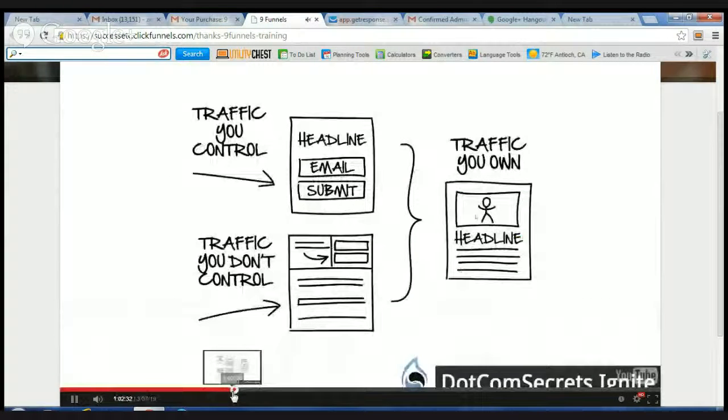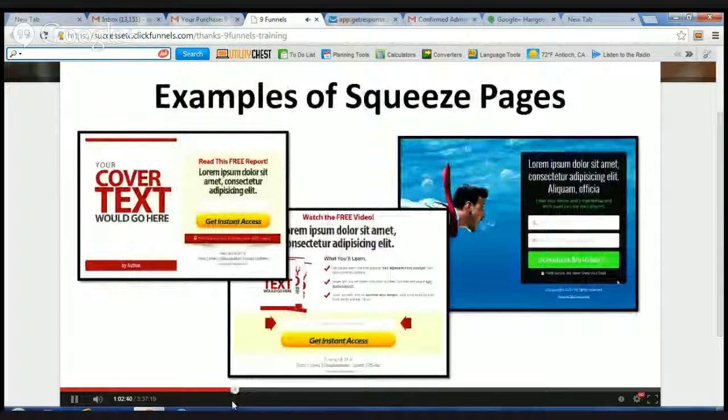$20,000. Okay, it sounds too good to be true, you guys, but it happens every single day, and that's how it does it, by focusing on this, on building up traffic of your own. Okay, so here's an example of what these pages look like. Most of you guys have probably seen them before. It's just a page that somebody comes to, and they give you their email address. Okay? See, this is what the funnels are like.